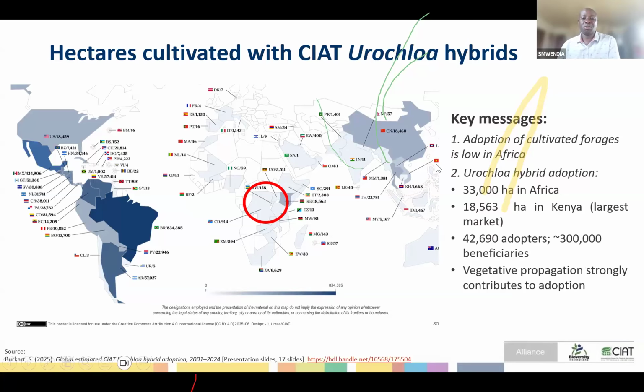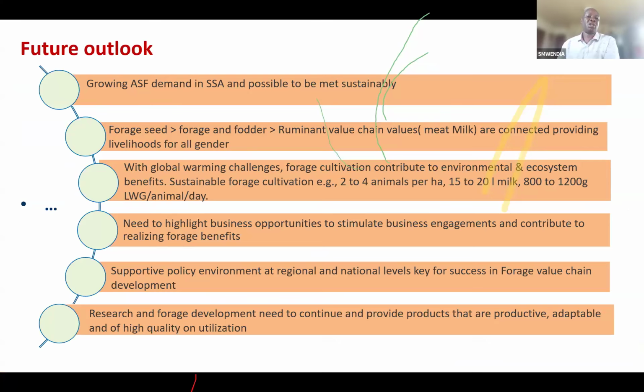So across the globe, you can see there's still a lot of gaps to be closed in Africa to close the feed deficit gap. Not only in Kenya, also in Tanzania, they have similar requirements to be able to close the animal feed requirement gap. So in the future outlook, I would want to say that as animal source food demand continues to grow in this continent, it can be met sustainably if people continue to adopt cultivated forages.